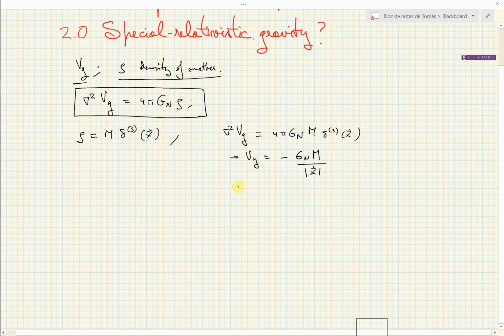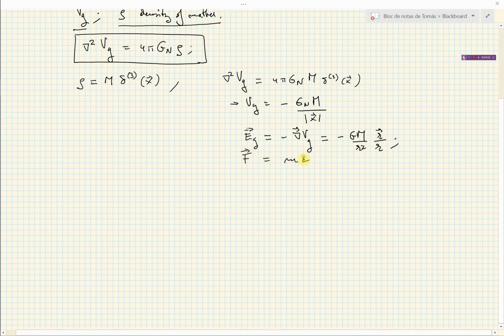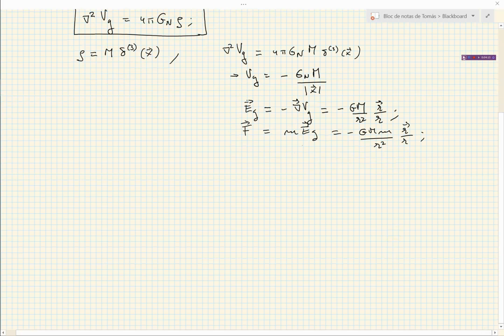And we can find the gravitational field, the intensity of the gravitational field, that we can call Eg, as minus the gradient of Vg, and this just gives you minus Gm divided by r squared times r hat. The force that acts on a second particle of small mass m could be m times Eg, so it will be minus Gmm divided by r squared times r hat, and this is the universal law of gravitation. And then the motion of the particle is dictated by the second law of dynamics. So this F is the mass of the particle times the acceleration, as you know.